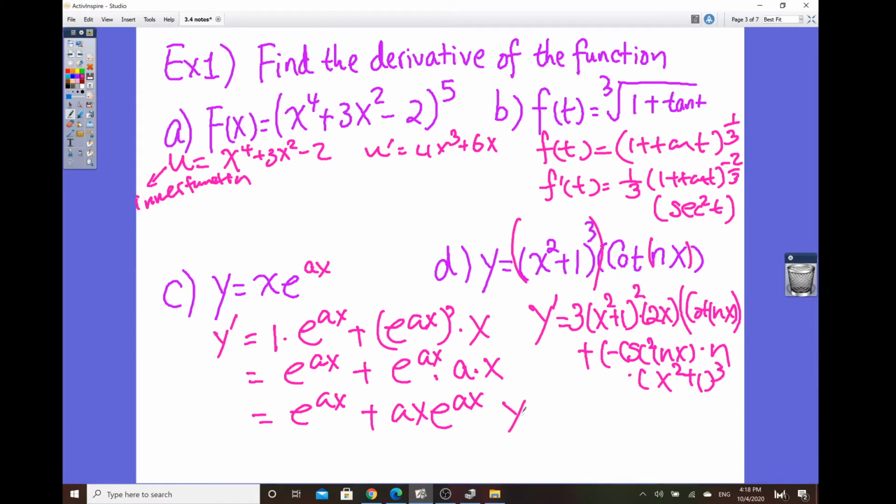And for the rest of this, you can just simplify it. So which is what? 6x times the quantity x squared plus 1 squared times cotangent of nx. And then plus, or just say minus n cosecant square of nx. So I just bring up the n to the front, and then times x squared plus 1 quantity to the power of 3. Okay, so that one is a little bit complicated. Okay, so now let's see what else.